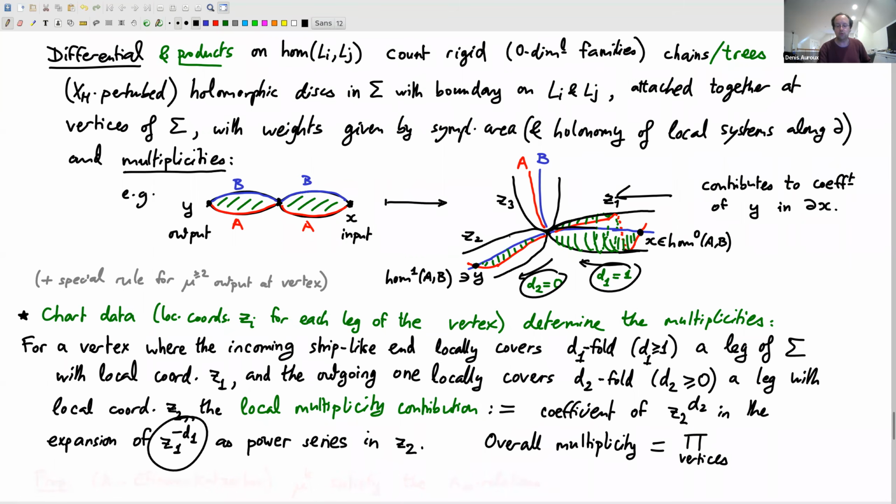And so now, if I want to know how does it escape on that side, the answer is, well, take z1 to the minus d1. It's a function that has a pole of order d1 somewhere at that end. But here it's actually decaying towards 0. So I can expand it as a power series in z2 at the other puncture. And the coefficient of z2 to the d2 tells me how much I should count things that come in with degree d1 and come out with degree d2.